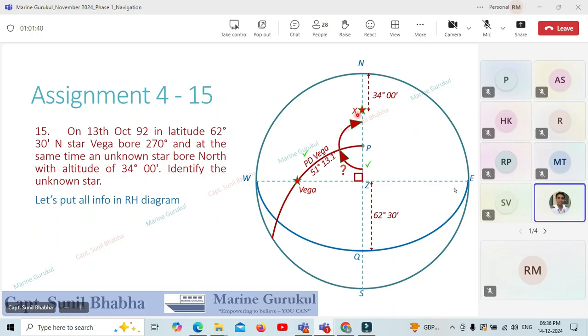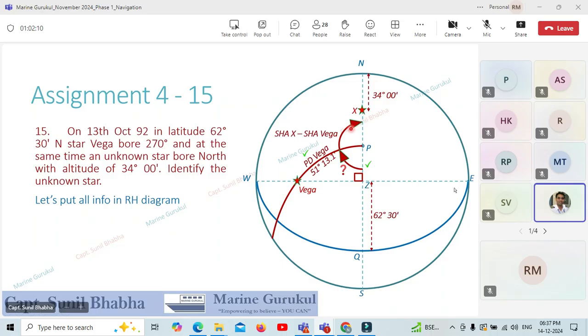And what is this angle here? This angle is LHA of the unknown star minus LHA of Vega. Or you can say it is the difference of R angle between Vega and the unknown star. Angle at the pole contained between celestial meridian of Vega and celestial meridian of the unknown star. So it is the difference of R angle between Vega and this particular star.